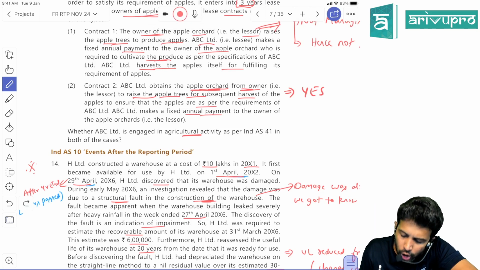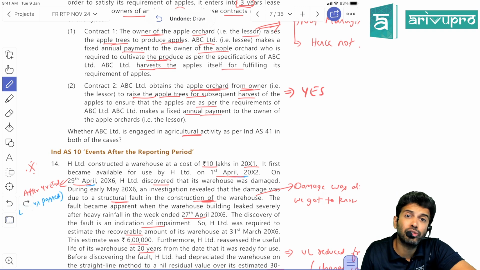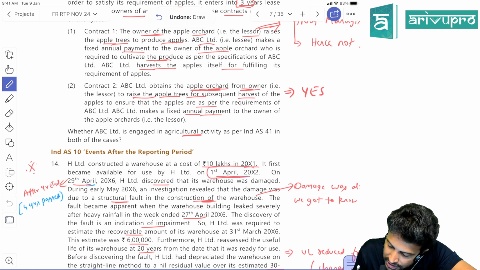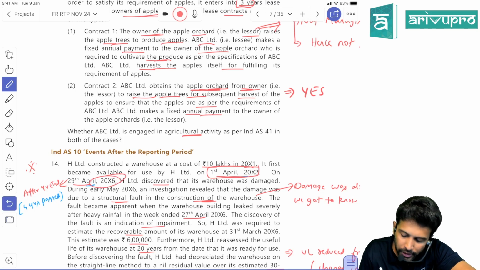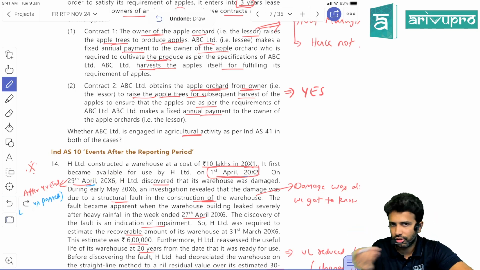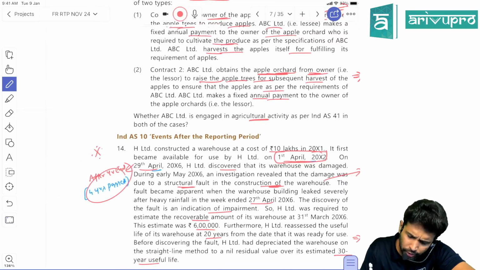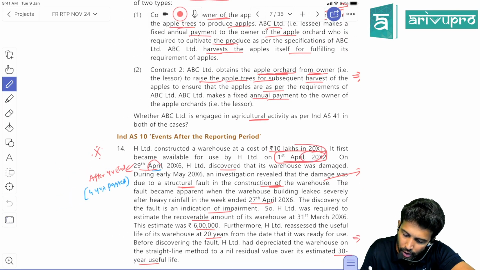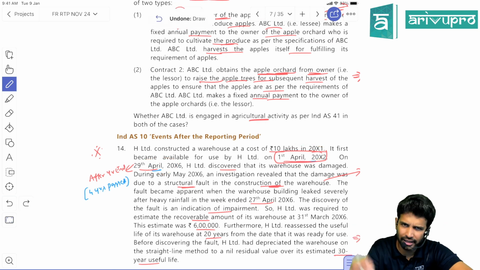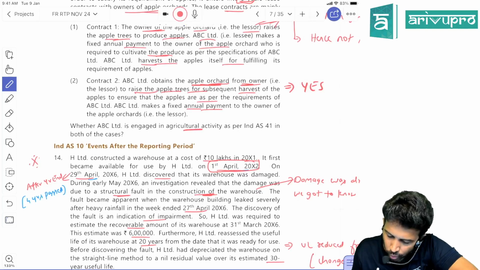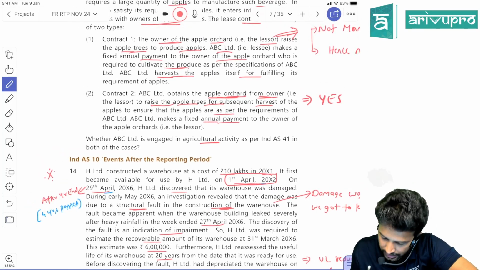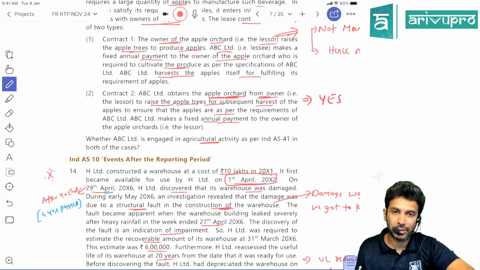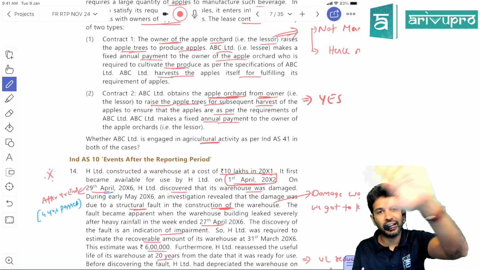On 29th April 20X6, it was available on 1st April 20X2. Now we are in April 20X6. So if you roughly count, it's about 4 years and 1 month. So after 4 years, some extra fitting is happening. What happened on 29th April after 4 years? H discovered that its warehouse was damaged. They constructed this warehouse, and they're saying that it has got damaged.